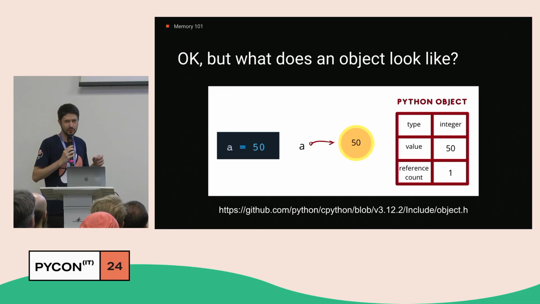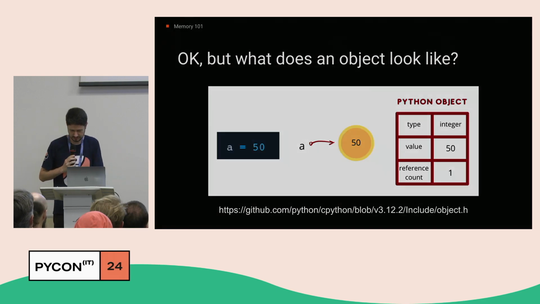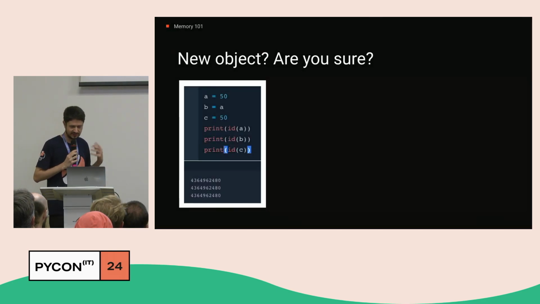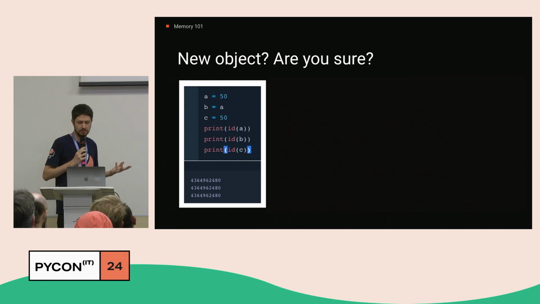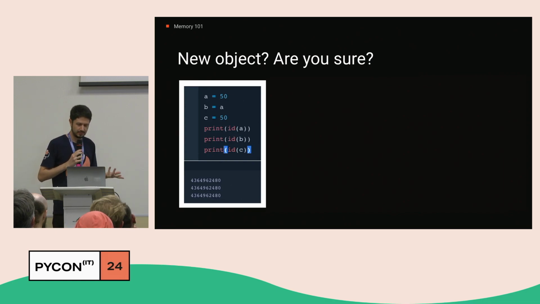Just in case you want to go for the nightmare version of what I just explained, follow this link. It will take you to the CPython repository, and then you can have a lot of fun, much beyond this very, very simple explanation. But now let's try to create some extra objects. Let's say we have A equals 50, B equals A, and C equals 50. And we will use the id function just to check the memory position of these objects. And something funny will show up: they all have the same memory position.